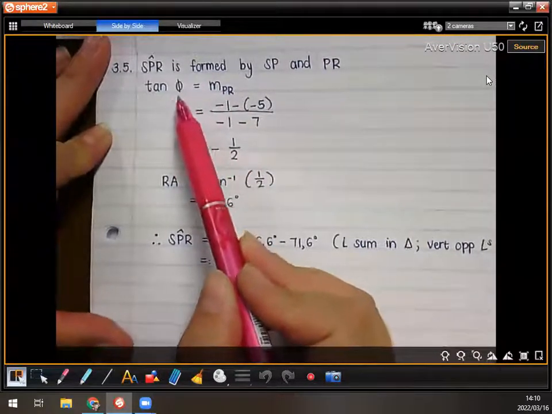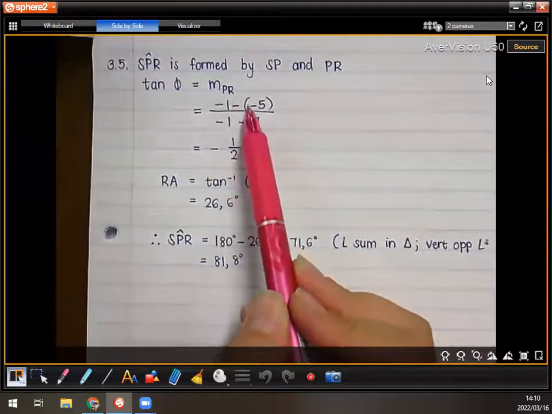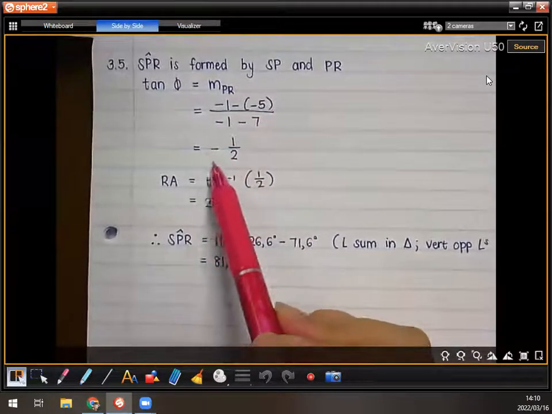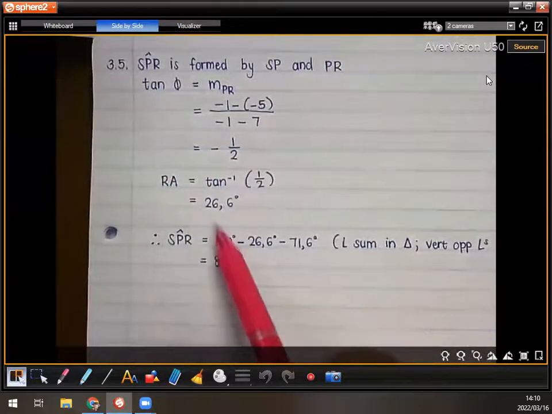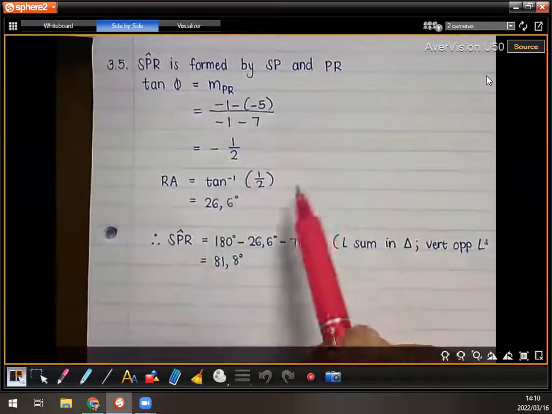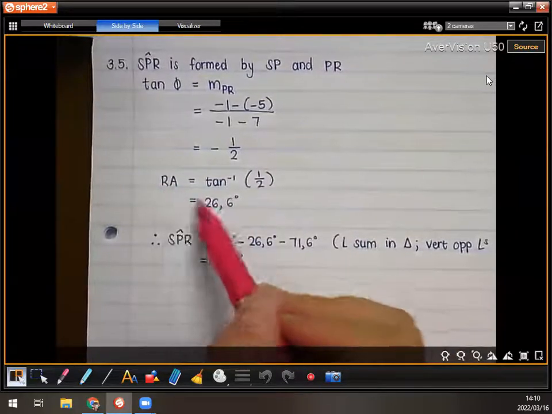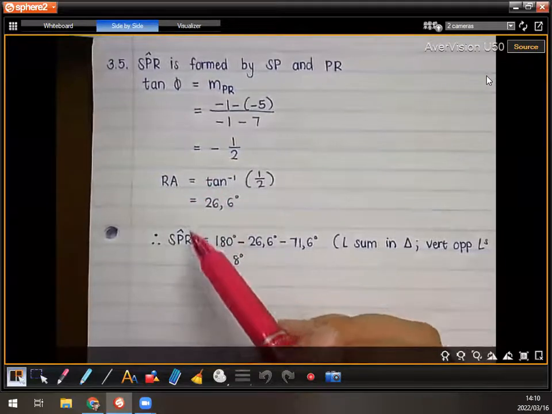Term P, we decided to call that one, is the gradient of PR, that one that I extended with the pink line. So the gradient is negative. Whenever the gradient is negative, you have to find the reference angle first. Then you can find the angle of inclination. You notice that I didn't actually even find that angle P. I just got as far as getting the reference angle. I'll come back to this just now.